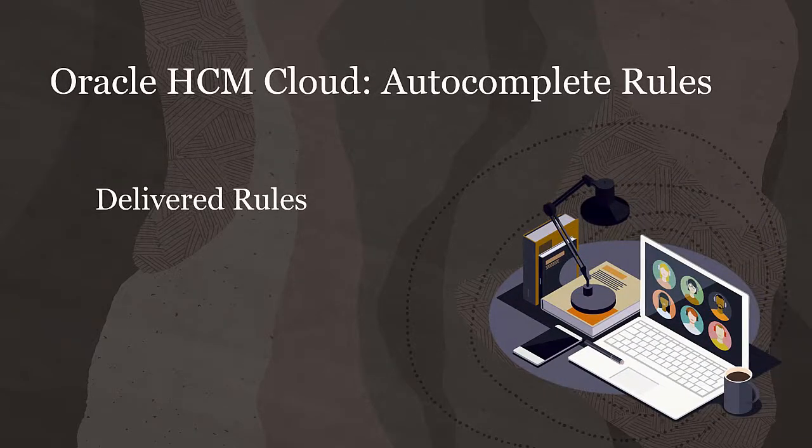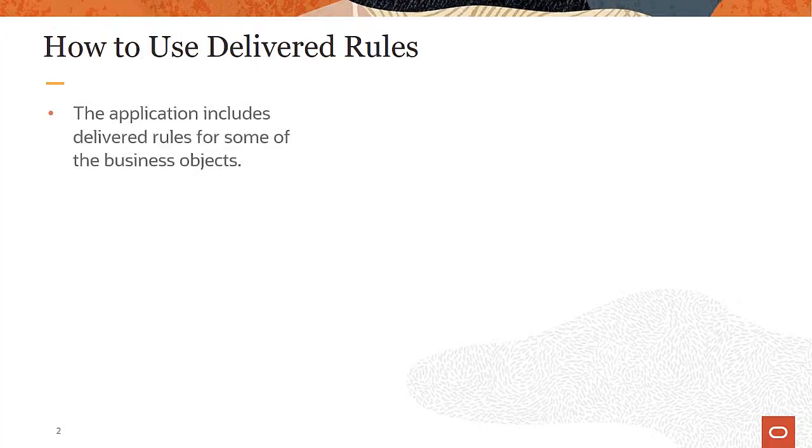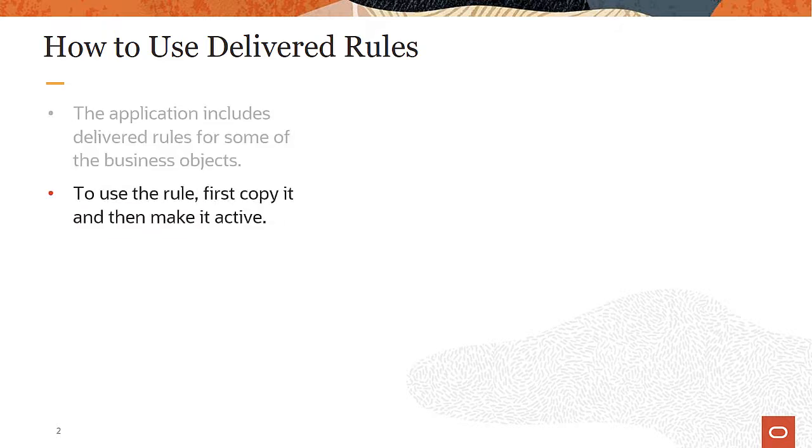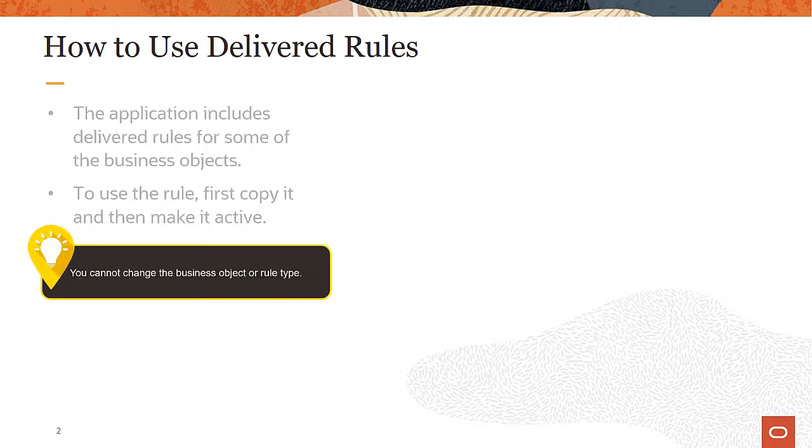In this video, I'll explain delivered autocomplete rules and how to use them. Some business objects already have delivered rules that are inactive by default. To use a delivered rule, first create a copy of the delivered rule and then select the active checkbox in the rule editor. You can't change the business object or the rule type. However, you can change the field name for field level rule types.